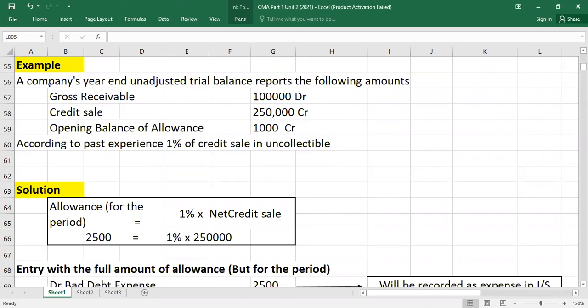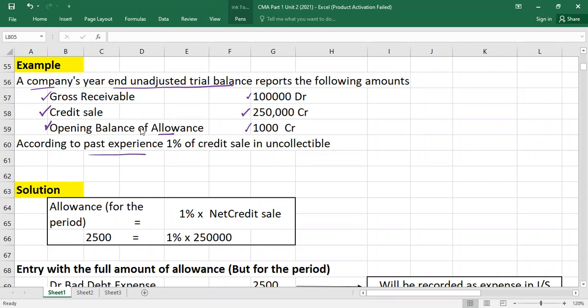So for example, we have a company. Its year-end unadjusted trial balance, unadjusted meaning it's not adjusted for bad debts, reports the following amounts. First of all, you have gross receivables of 100,000. Then you have credit sales of 250,000. And you have an opening balance of allowance of 100,000 credit. Why is allowance credit? Obviously, if an asset is debit, it's a contra account, so it should be a credit. Right or wrong? So here we go.